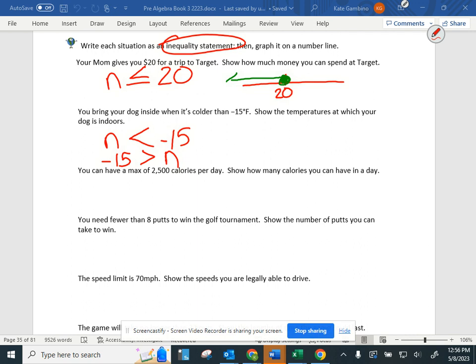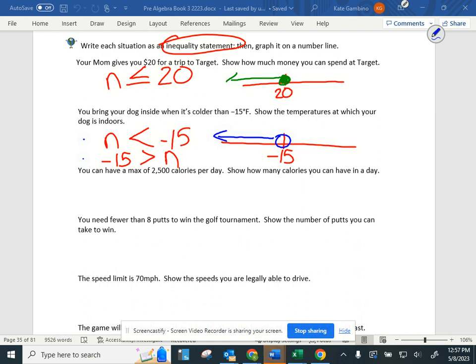Either way, our graph is going to look the same. Because we're going to have our graph, we're going to have our -15. Is my circle going to be filled in or open? Open, because there's no equal sign. And we know it has to be less. -15 is the biggest number, and n has to be smaller than that. So we know n has to go this direction. No matter which way we write our inequality statement, it means the same thing.